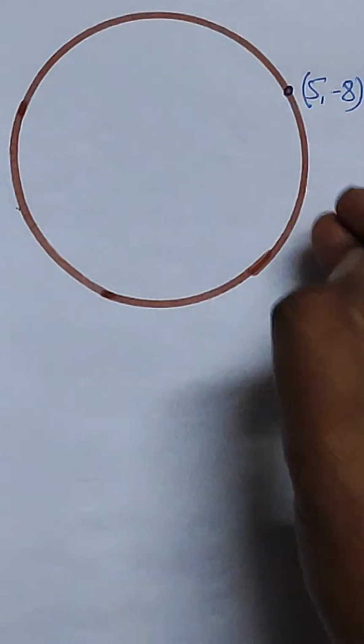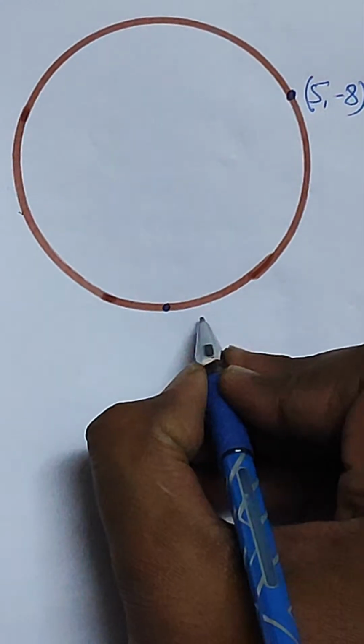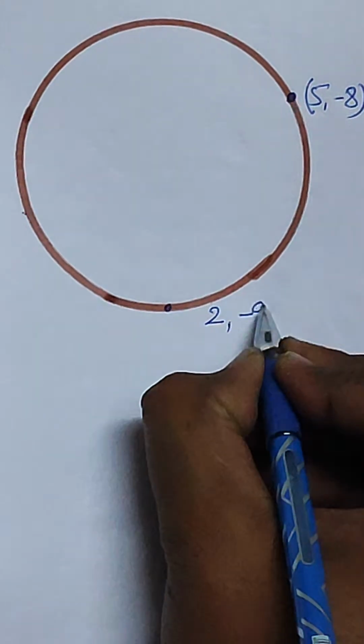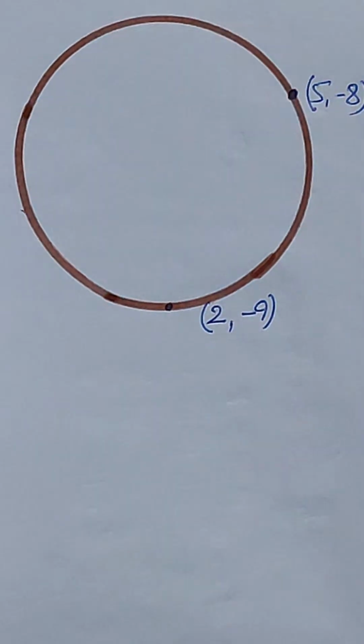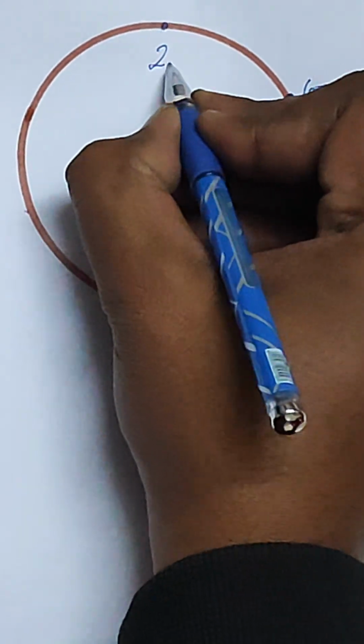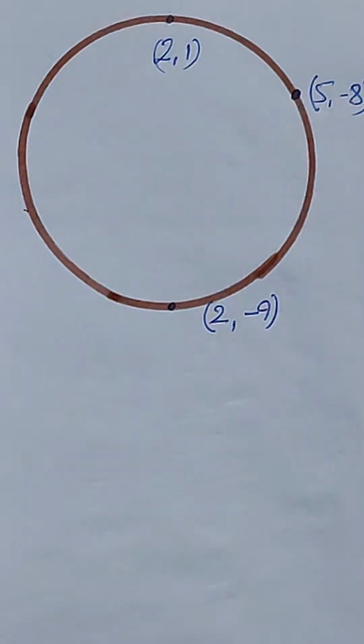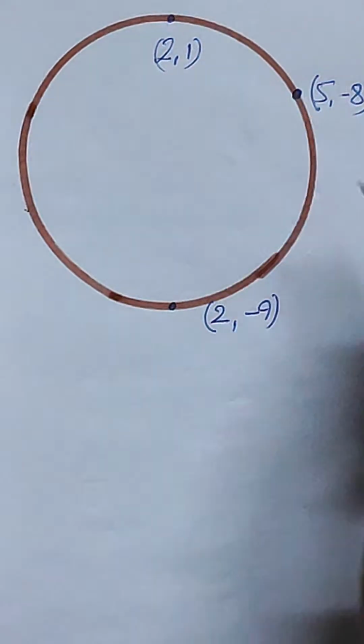The circle is passing through the 3 points, and those points have the coordinates (5, -8). Then again, this one (2, -9), and the third coordinate is given as (2, 1). Let us say these are the 3 points through which the circle is passing, and we need to find the center of the circle.